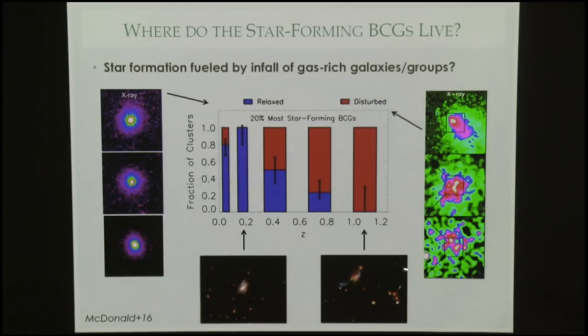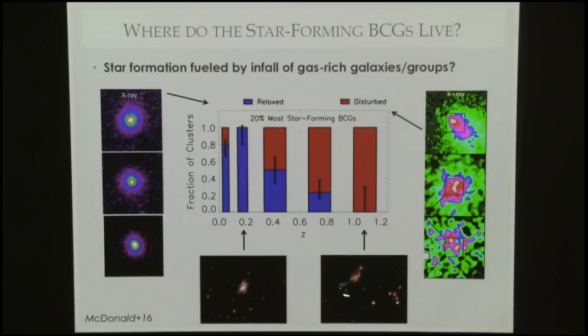If we ask the same question at redshift 1, we find that 100% of the most star-forming BCGs live in what we call disturbed clusters. So these are the X-ray images. This is very clearly a merger. This is almost certainly a merger. This is definitely two interacting clusters, right? So these are all merging clusters, and that's where we find the most star-forming brightest cluster galaxies at high redshift.